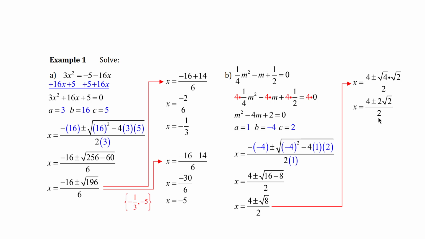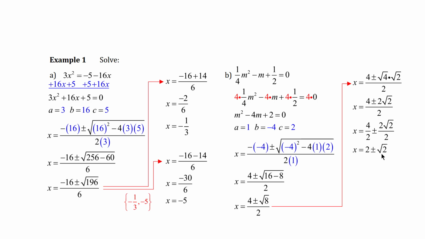From here, we could rewrite the fraction into two separate fractions. So I wrote x equals 4 over 2 plus or minus 2 root 2 over 2. Next, we could simplify. 4 divided by 2 is 2. 2 root 2 over 2, the 2's cancel out, and then we just have root 2. So the result is x equals 2 plus or minus root 2.